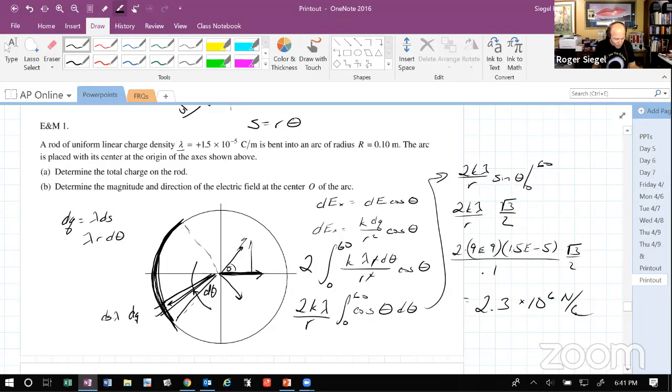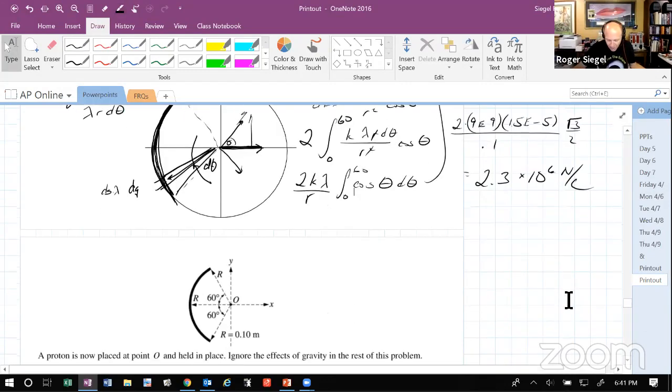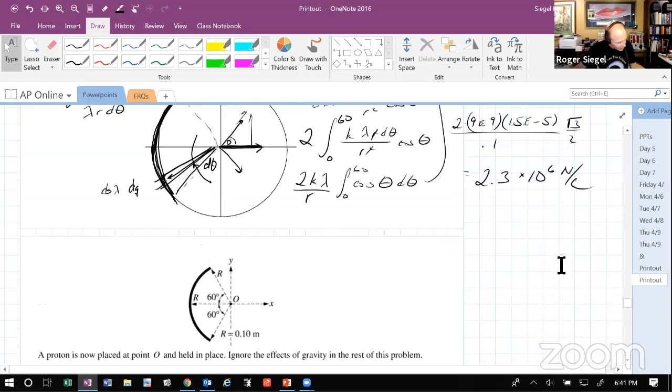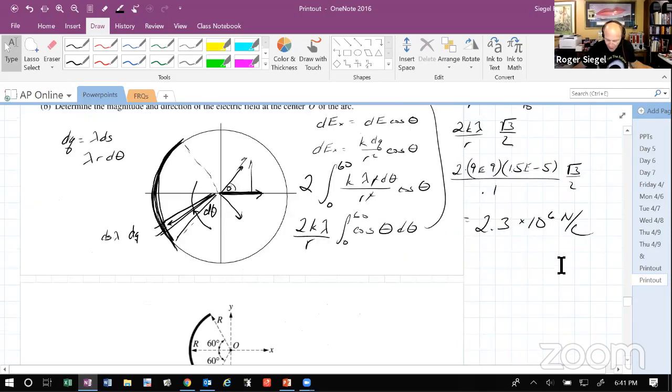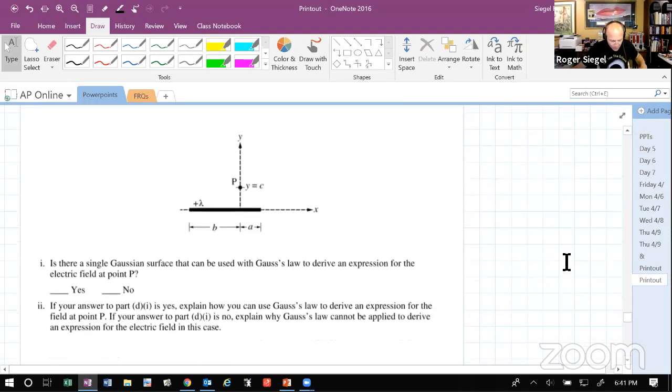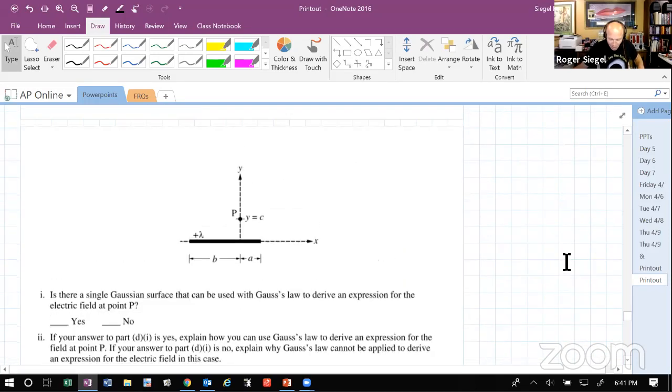I want to do one more for tonight, and I want to skip this one here. I'm going to skip it. And let's go down to this one. All right, so because this is one of the things we talked about tonight, why can't I use Gauss's law?